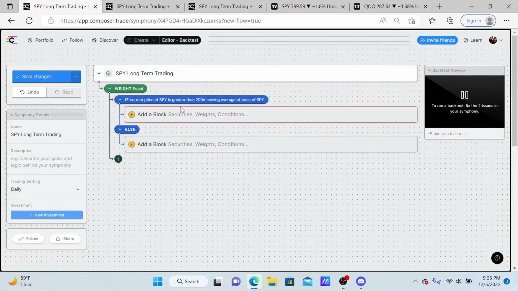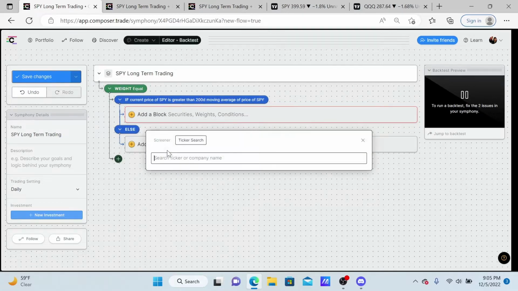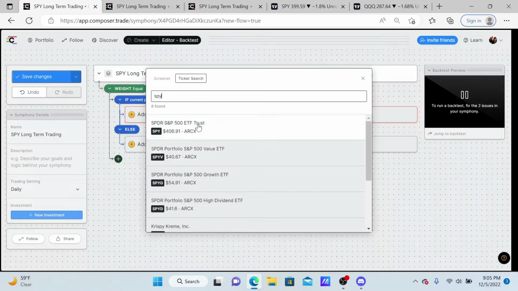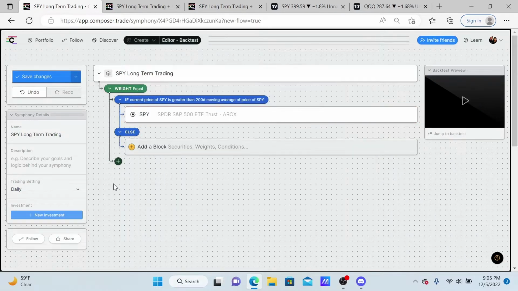So once you've set up the parameters, if this condition is met, then this is the asset that you're going to buy. So here I'm going to enter SPY, and this will tell me that I'm going long in SPY if it's above its 200-day moving average.